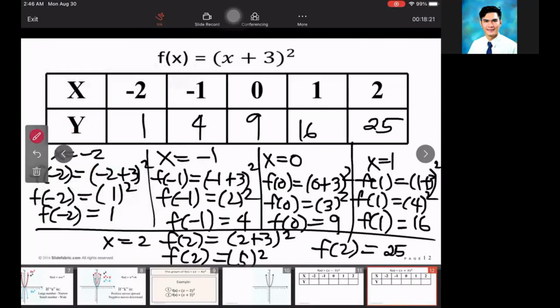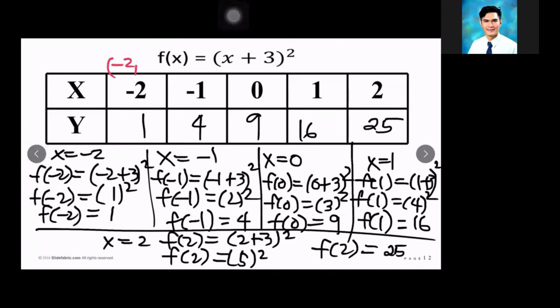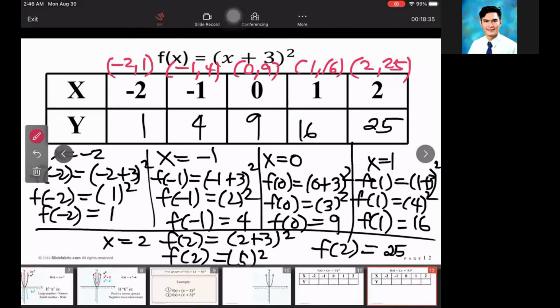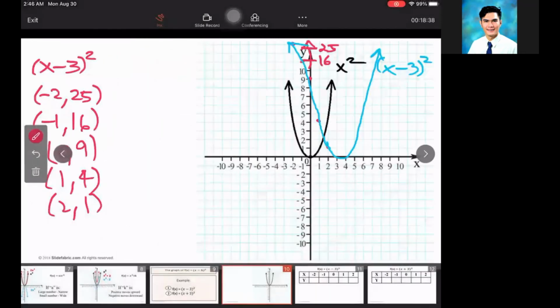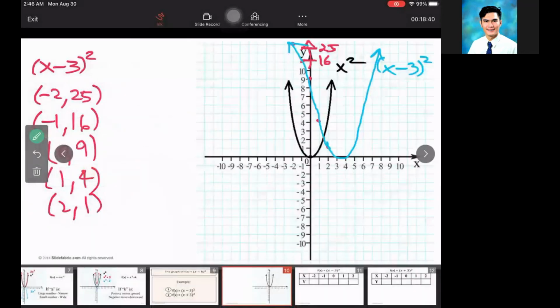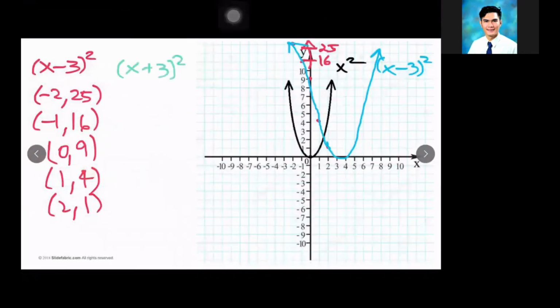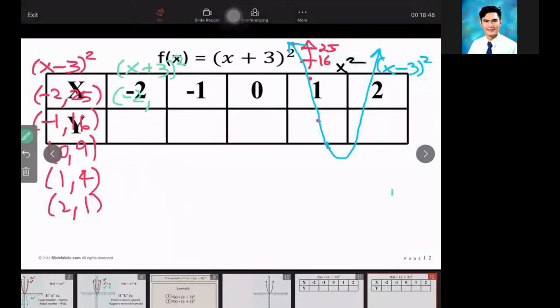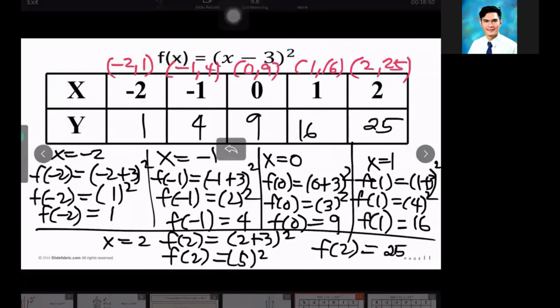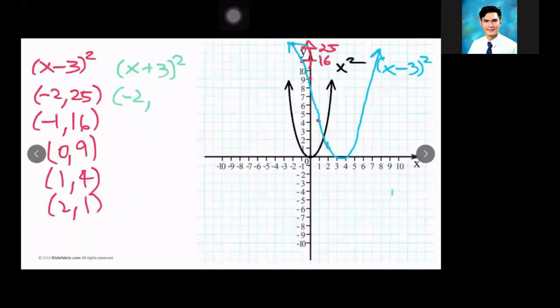So now, let us identify the coordinates. So we have negative 2, 1. We have negative 1, 4. We have 0, 9. We have 1, 16. And we have 2, 25. Let us write them in our graph. So let us just use another pen. So let's have x plus 3 squared. So we have negative 2, comma 1.